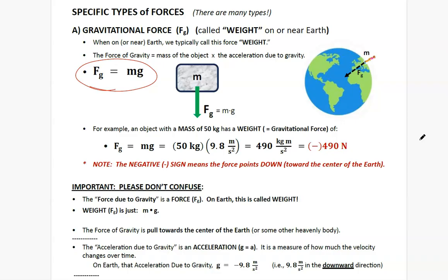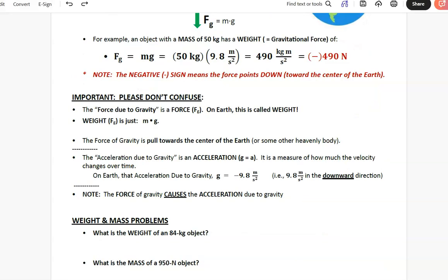So just get used to drawing your arrow to represent gravitational force or weight as an arrow pointing straight down. And that will tell you your direction for the weight. Now, scrolling down a little bit, it says important, please do not confuse. It's very important you don't confuse the force due to gravity, which is essentially the weight when you're close to Earth, and gravity as in the acceleration due to gravity. So weight is just m times g.